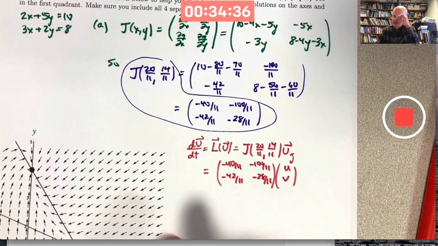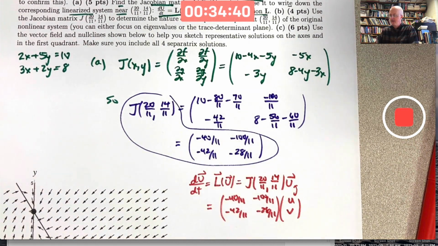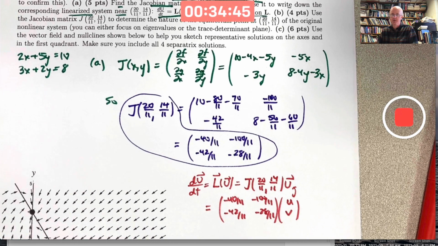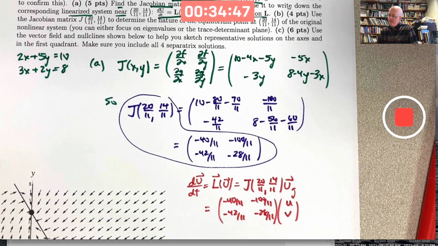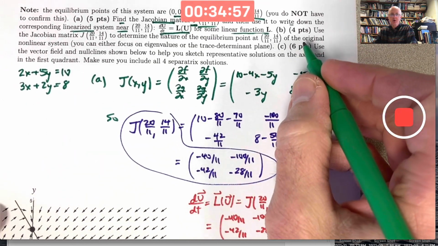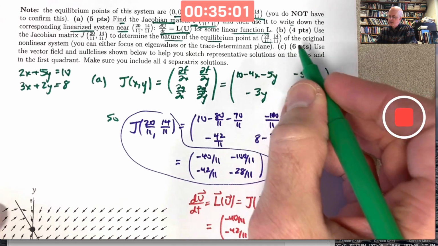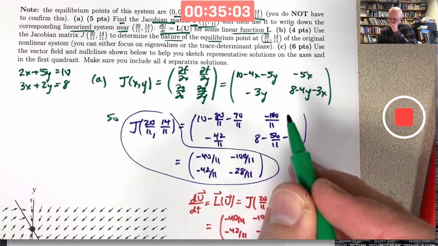The Jacobian matrix is a kind of higher dimensional derivative found by combining these partial derivatives in this way. It's a derivative of the vector field, you might say. All right, that's part A, all of that. On to part B. Use the Jacobian matrix to determine the nature of the equilibrium point at 20/11, 14/11 of the original nonlinear system.